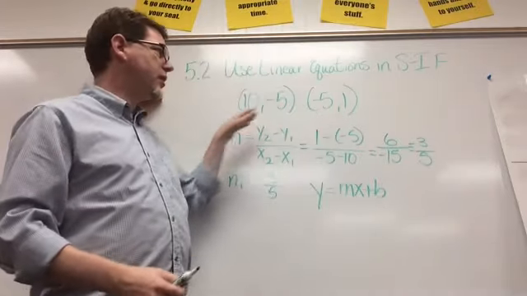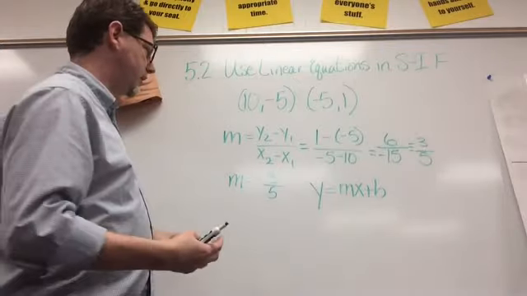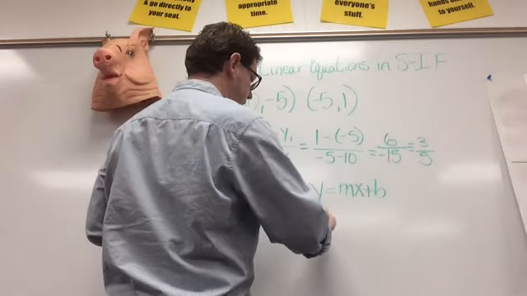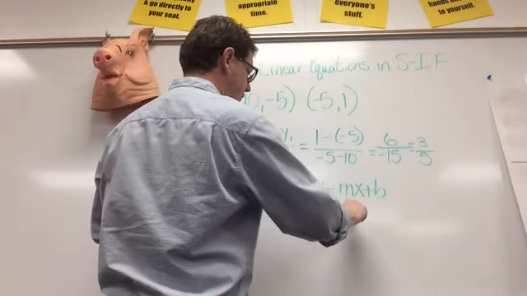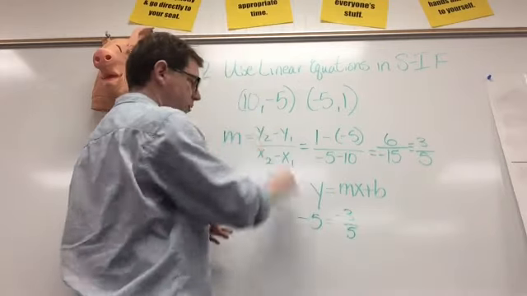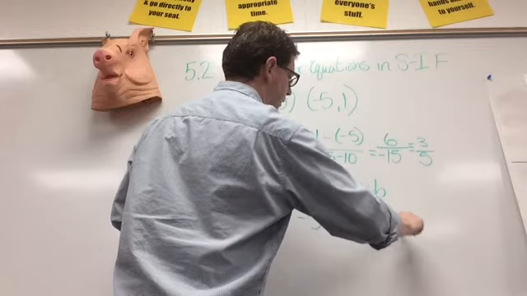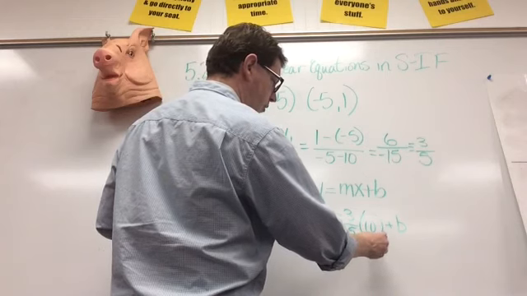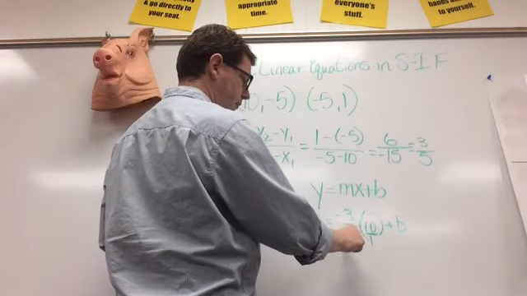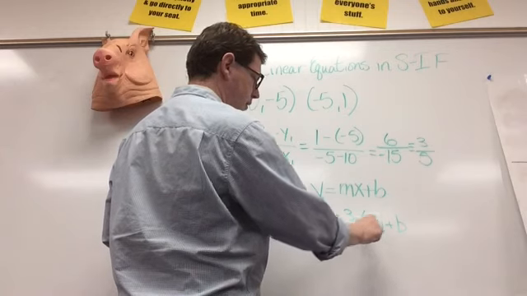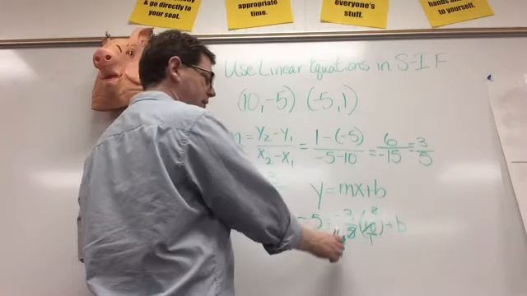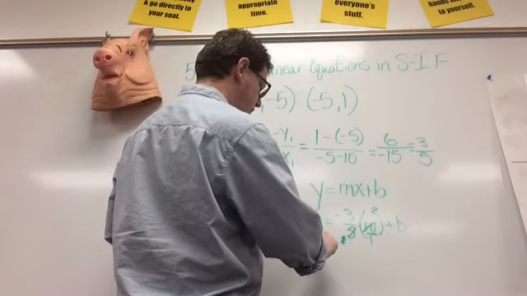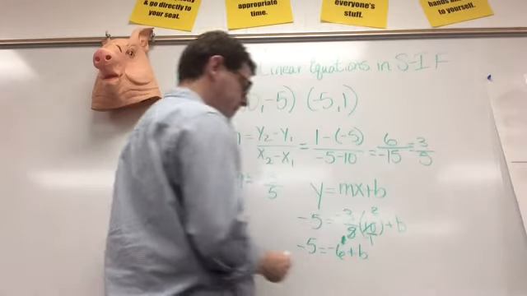It doesn't matter which point I choose, I can choose either one. So I'm going to choose the first point. The y, which is negative 5, equals m, which is negative 3/5, times x, which is 10, plus b. Now just use everything you know about multiplying fractions. This 5 cancels to 1. This 10 cancels to 2. So negative 3/5 times 10 is negative 6. So negative 5 equals negative 6 plus b.